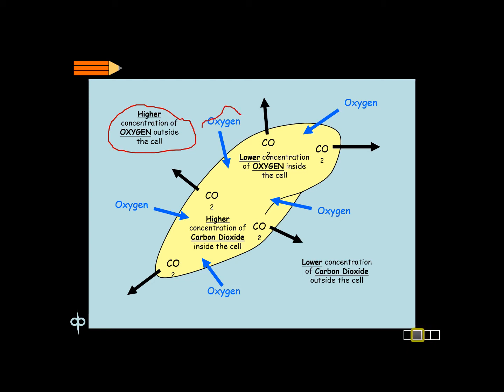So you see that with the blue arrow. At the same time, carbon dioxide needs to go out of the cell because it's toxic. So your carbon dioxide moves from the high concentration inside the cell to the low concentration outside of the cell. So that's the way that the unicellular organism can perform gas exchange.